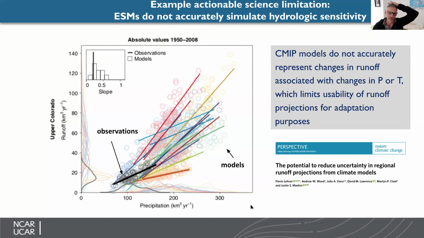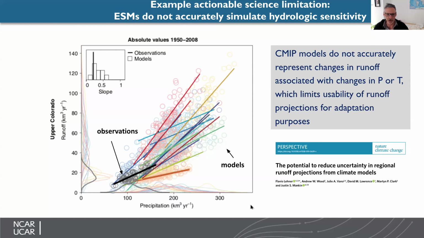On the curve here on the left, if you look at the interannual variability, this black line is the observation. So if you get a change in precipitation, or a wet year, and this is for the upper Colorado River in the Western US, you get some amount of change in runoff. And it's a relatively linear relationship between precipitation and runoff.